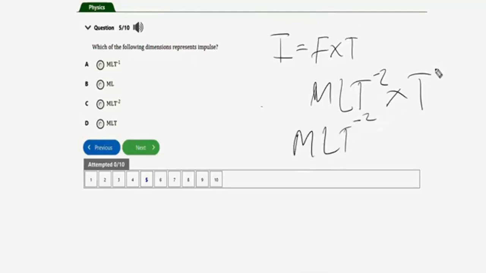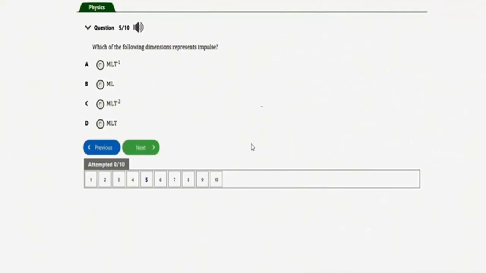So this will give us M L T to the power minus 2. The power of this T here is 1 plus 1. So the final result will be M L T, minus 2 plus 1 gives you minus 1. Okay, so that will be the dimension of impulse for this question. So the correct option is option A. Okay, so it's as simple as this. Let's wipe this and solve the next repeated question. Okay guys, so the next repeated question we're going to solve will be this question.